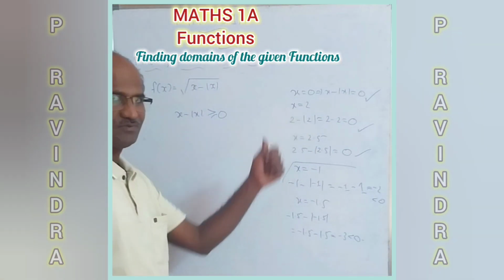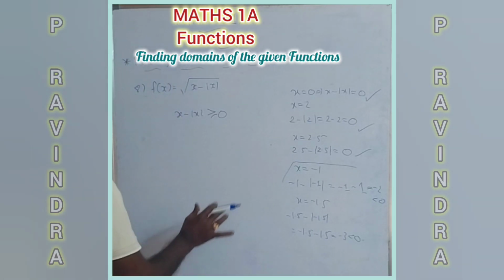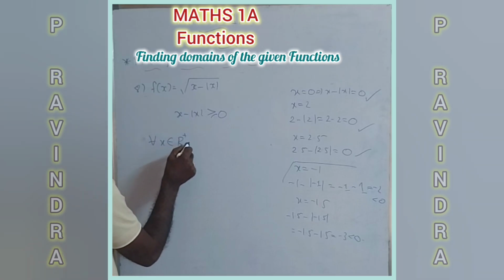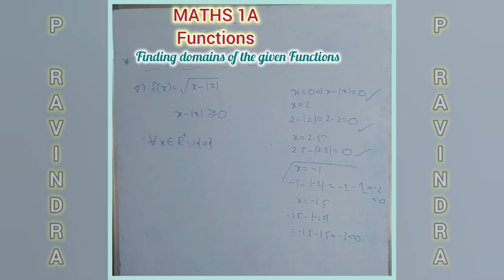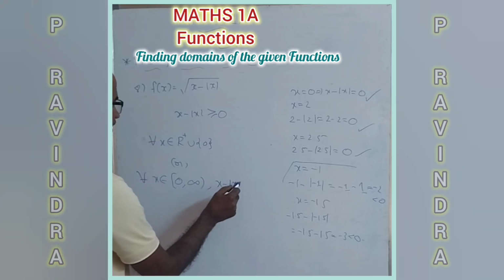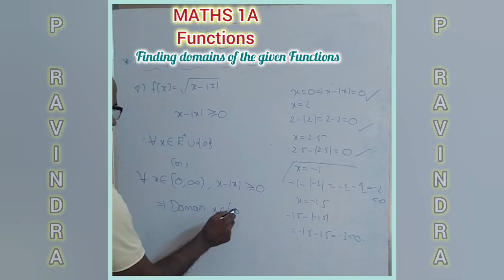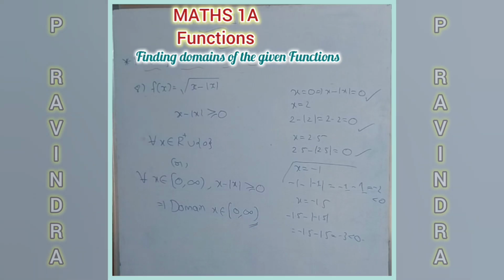Range means the answers which you are getting. So the domain here, what? You should take only all positive real numbers. So you should write like this: for all x belongs to R plus union 0. Or you can also write it like this: x belongs to 0 to infinity. So for all x belongs to 0 to infinity, this x minus mod x is positive or equal to 0. Therefore, the domain for this is x belongs to 0 to infinity. Like this you can write for 2 marks. Okay? Note down.